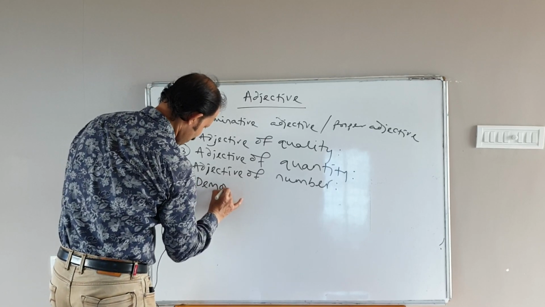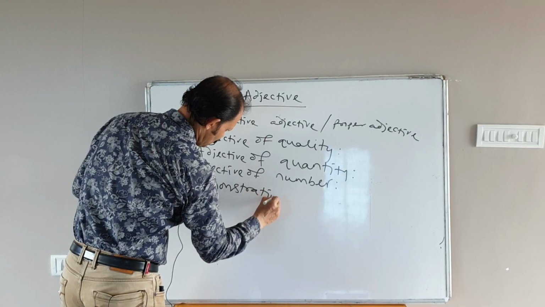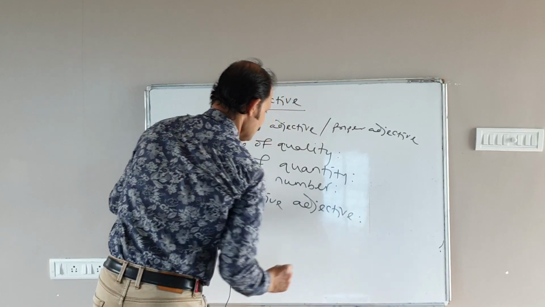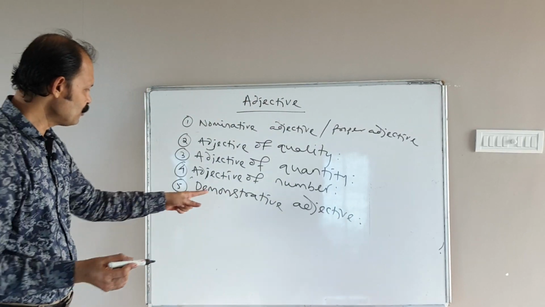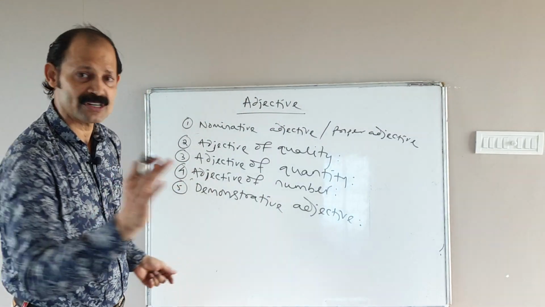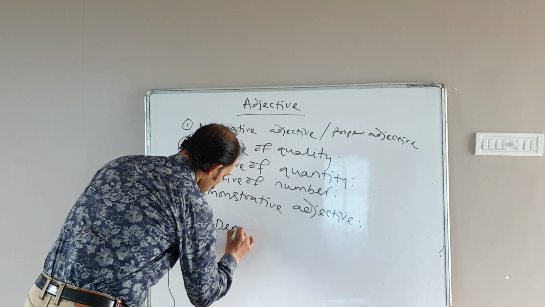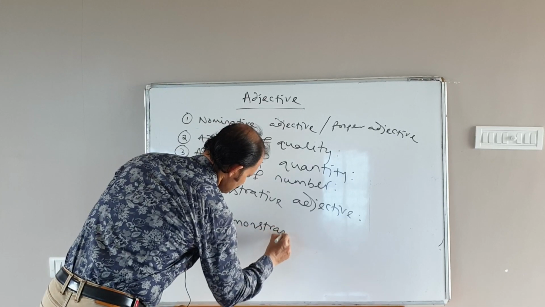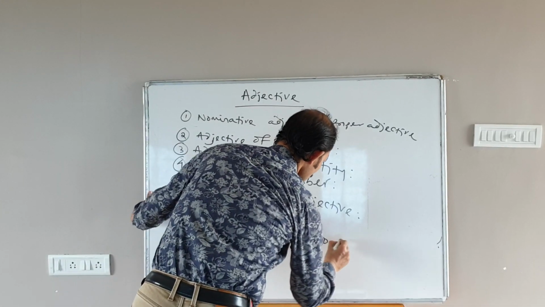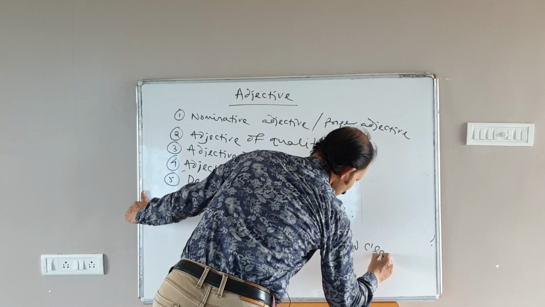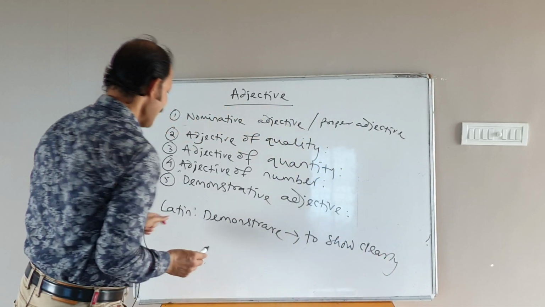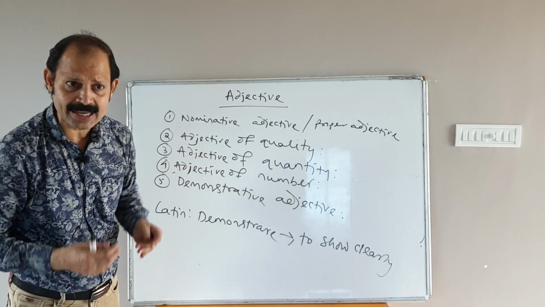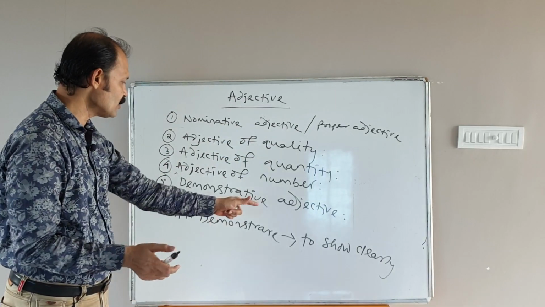Then next, the fifth one, demonstrative adjective. Demonstrate actually has been derived from the Latin word demonstrare. Demonstrare means to show clearly. And because such words show whether the thing is closer to me or further from me, that's why they are called demonstrative adjectives.